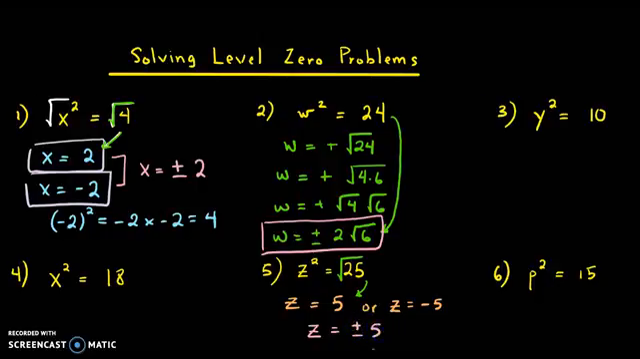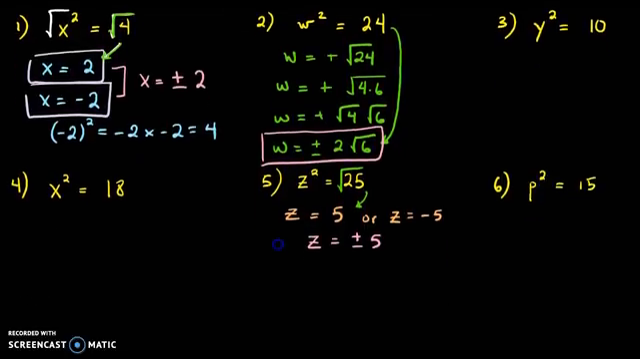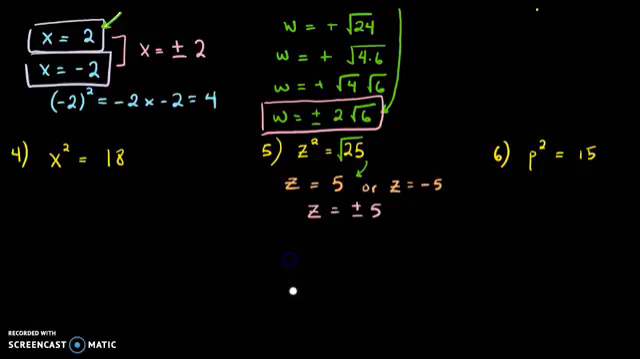So let's again continue to move around. Let's jump to number 4. Let me just scroll down to give myself some space here. Alright, so we have x squared is equal to 18. So something times something is 18. Again, 18 is not a perfect square, but we know that the answer is going to be plus or minus the square root of 18.